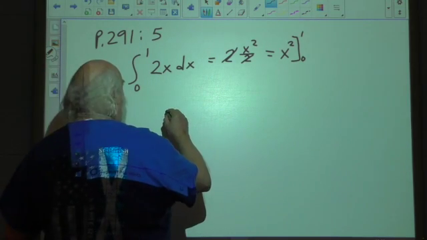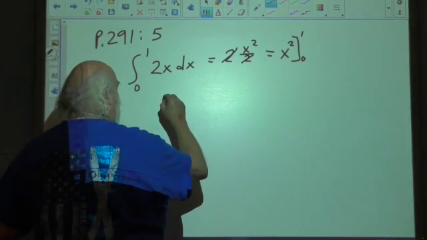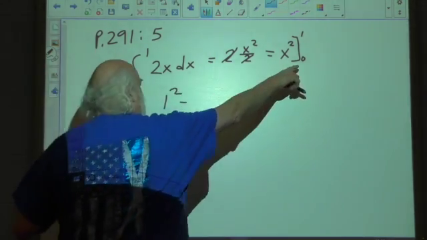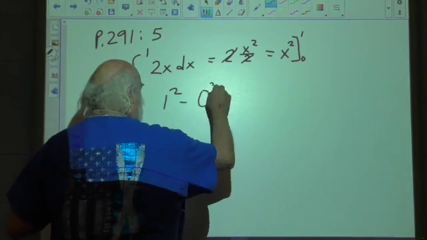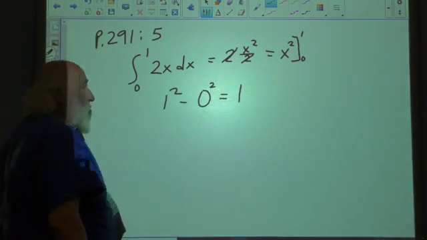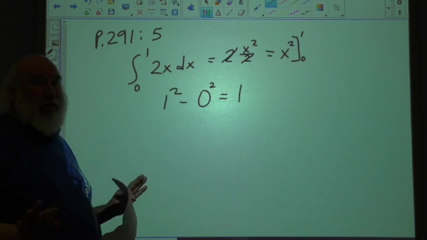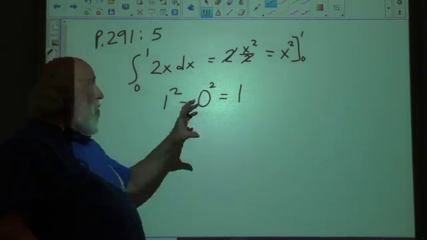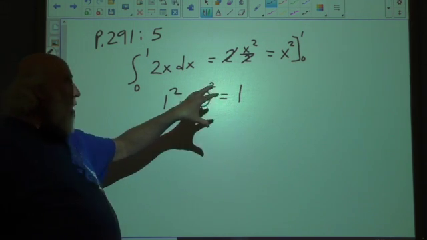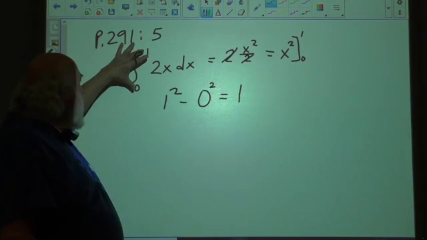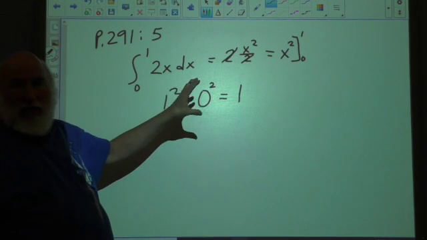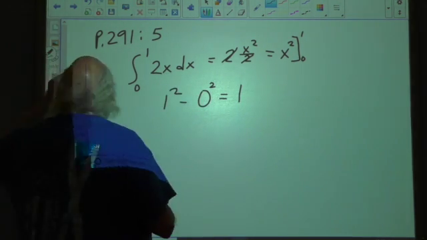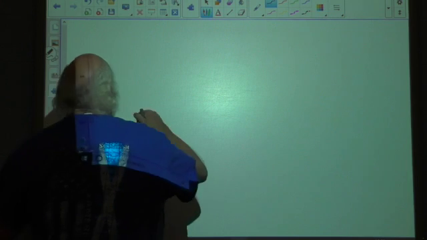So this is going to become x squared, which is 1 squared, minus 0 squared, which is 0. So our answer is 1 for that. It's that simple. The only thing new about this is the fact that we are now limiting our discussion to definite beginnings and endings. Okay? Number 9.